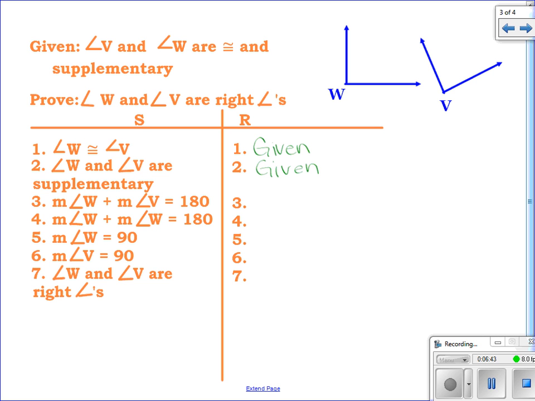All right. Well, let's look at this one. W plus V equals 180. How do we know that? Because there's definition of supplementary. From here to here, 2 says they're supplementary. Well, supplementary just means that they add to 180. So this one is definition of supplementary.